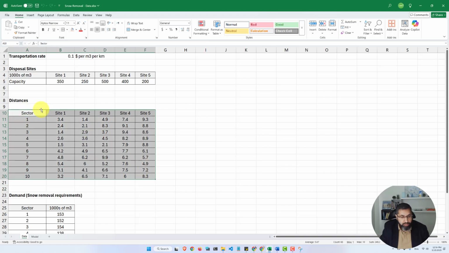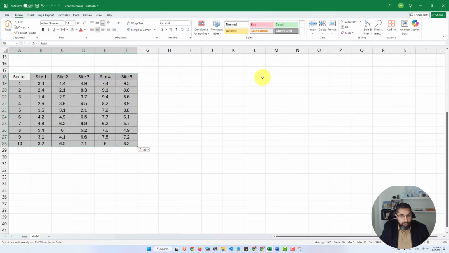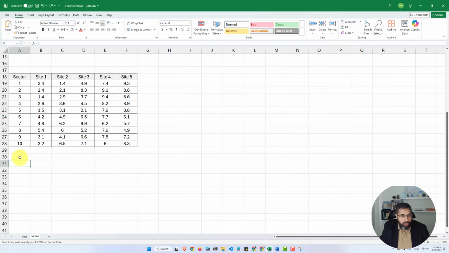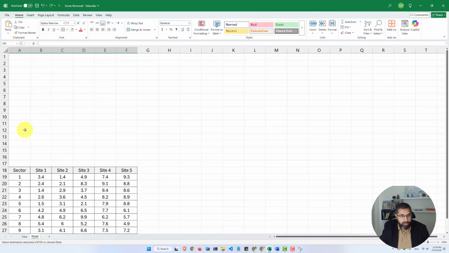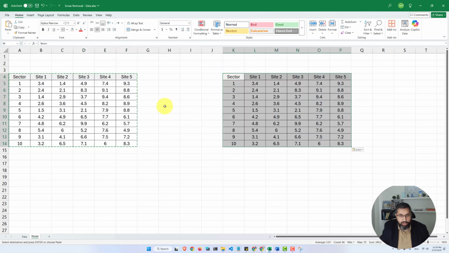I always copy tables like this, because I'm going to need decision variables right here, so I can just copy this and delete the central part to make my decision variables. And I need to keep this table somewhere here on the side, because I'm going to need the cost. Let me put it to the side. Let's move it up here, put it also here.